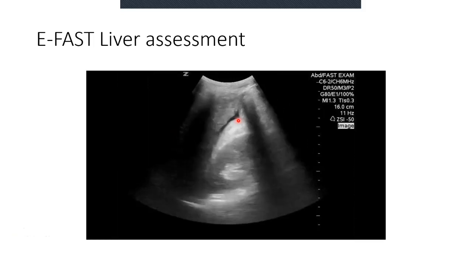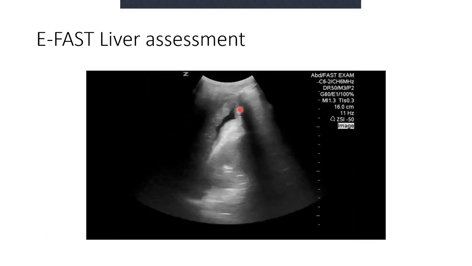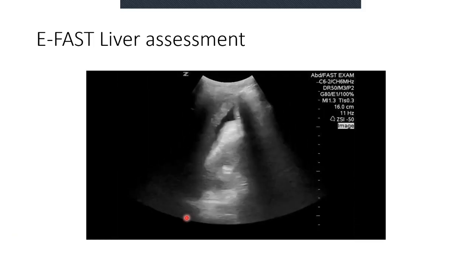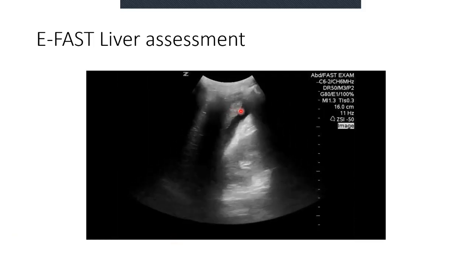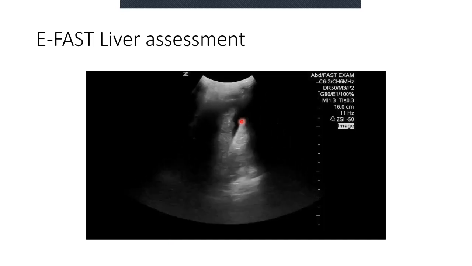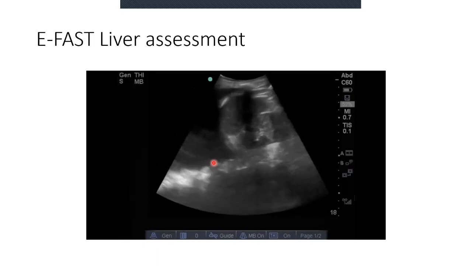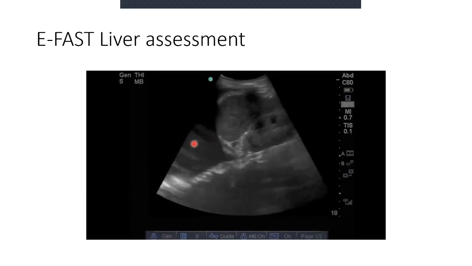Here's another example with fluid in Morrison's pouch, and you can see it's anechoic with sharp angles. Because remember, anatomic structures are rounded, and when you have two rounded structures next to each other, that space will then have sharp points. Here's a view where we no longer see mirroring, and what we're seeing is fluid above the diaphragm. You can see the spinal stripe extends. The spinal stripe does not end at the diaphragm, highlighted by this arrow. It instead extends past it.